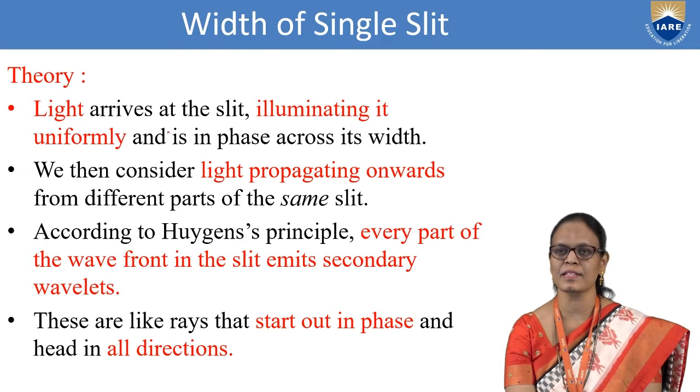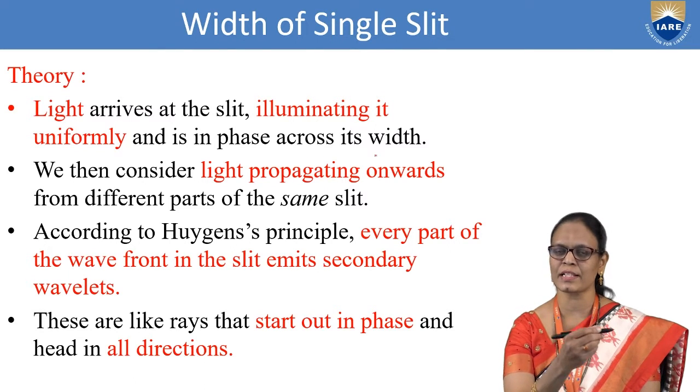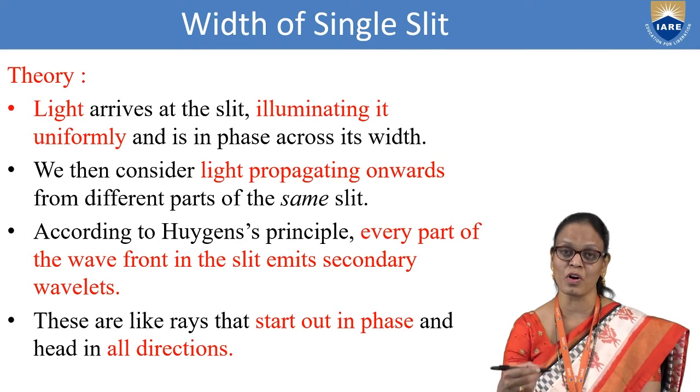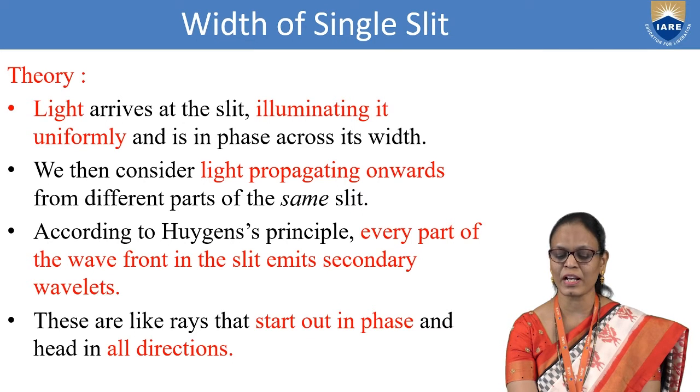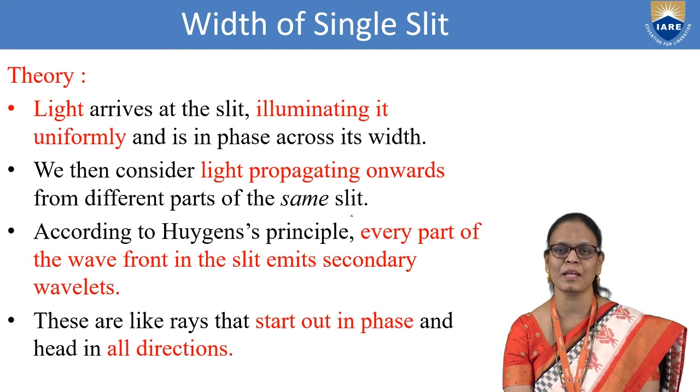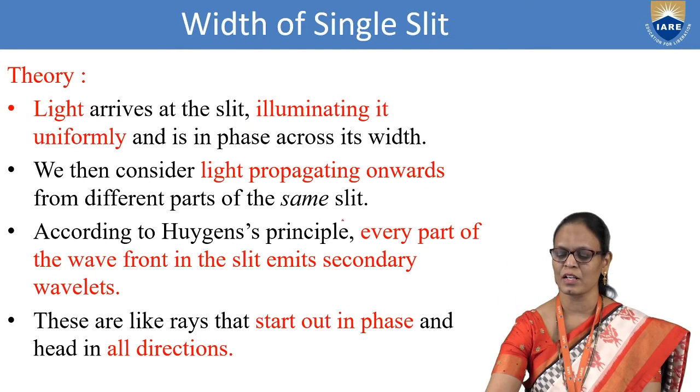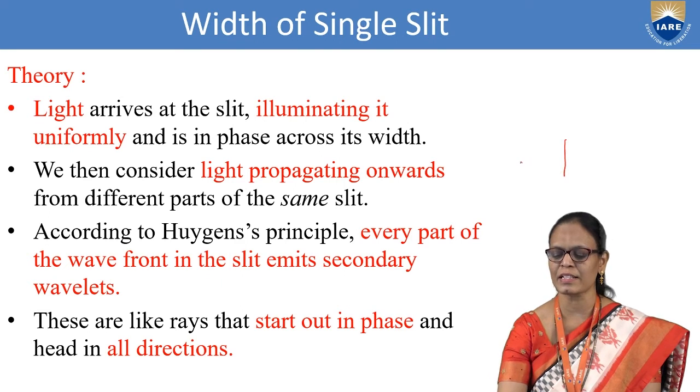Let us see the theory behind it. Light arrives at the slit, illuminating it uniformly and in phase across its width. Whatever light comes from the laser source and falls on the slit illuminates the slit uniformly across its width. Now, we consider this light propagating onwards from different parts of the same slit. The light that falls at different points on the slit is equally illuminated.